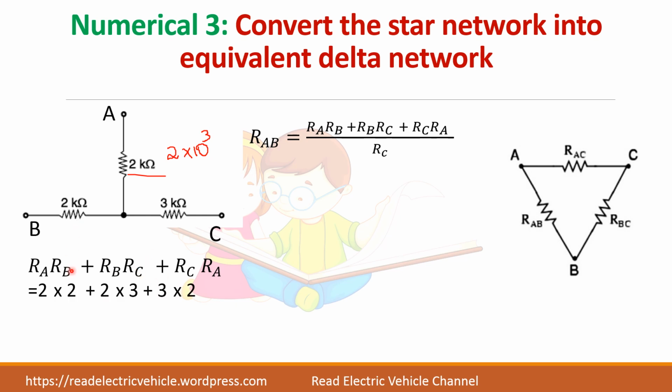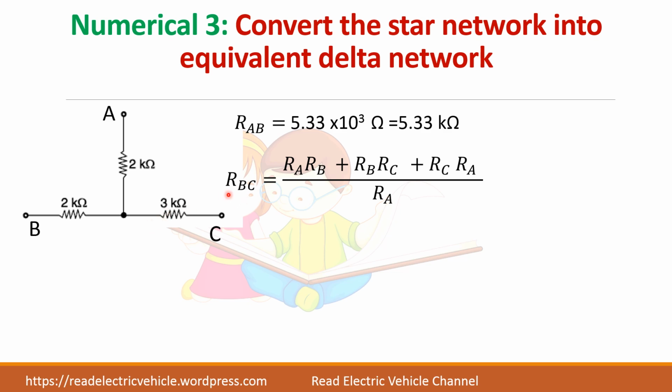So I take it as 2 ohms. Actually it should be 2000 ohms. I will do with 2 ohms and in the answer I will make it as 2 kilo ohms. Okay. So I am getting 16 ohms. So 16 divided by RC is 3. So 5.33. Actual answer should be 5.33 kilo ohms. Okay. Don't forget this kilo.